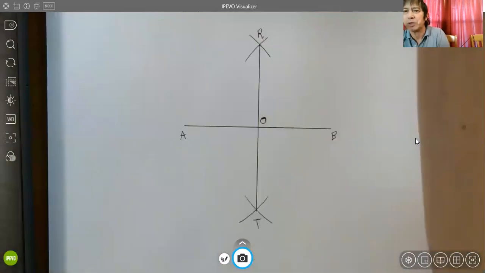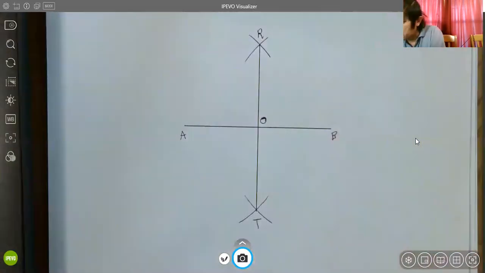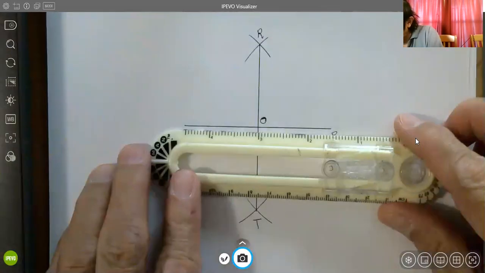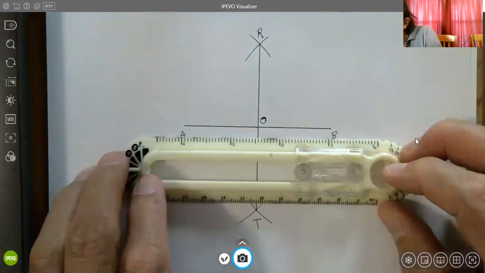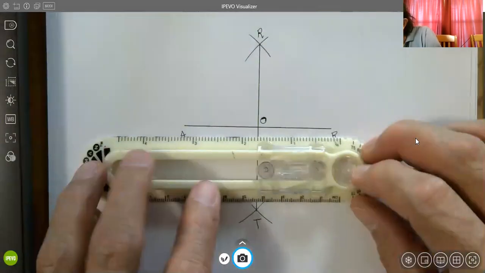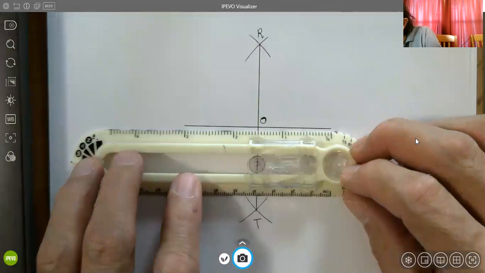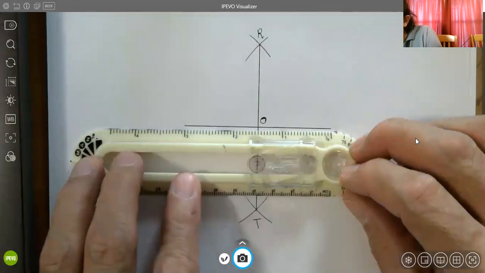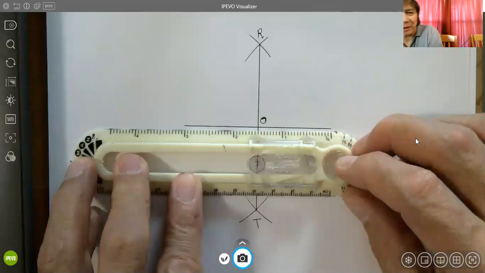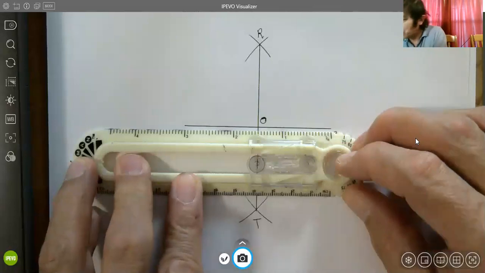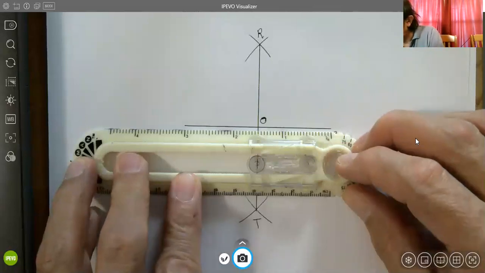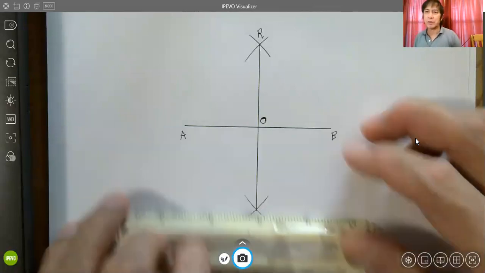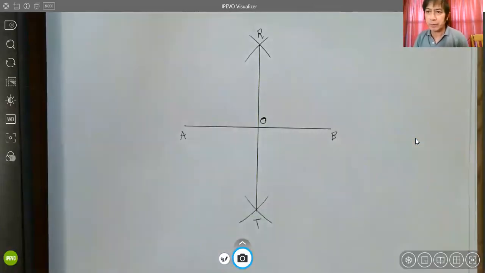And this must be exactly at 1.5. So this is actually, yes, exactly at 1.5 there. That means we were able to pinpoint the midpoint, point O. So this is how to construct a perpendicular bisector of a given segment.